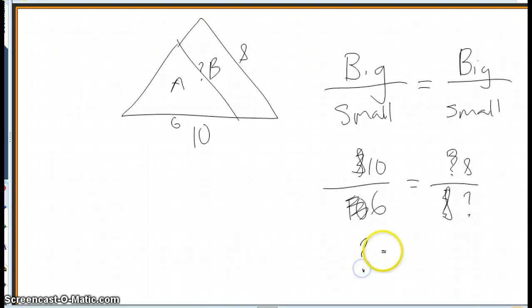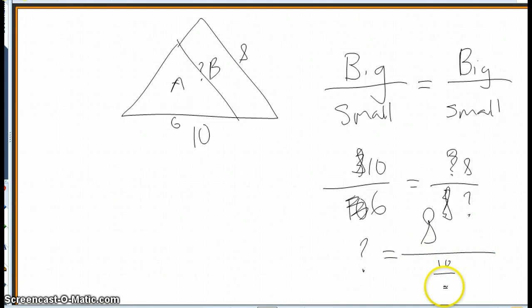I can solve this equation. Now, you'll need to remember this set of algebra, right? 4.8. So this smaller side is 4.8.